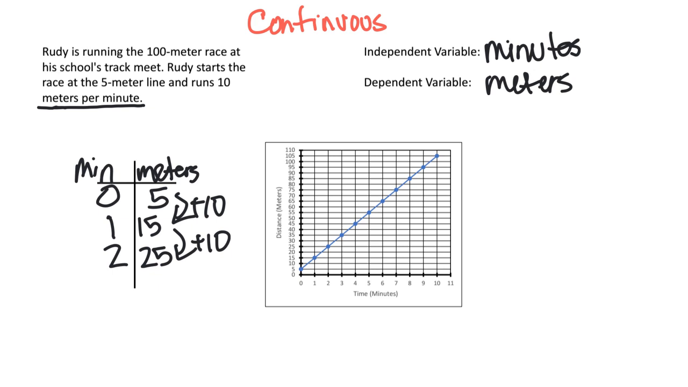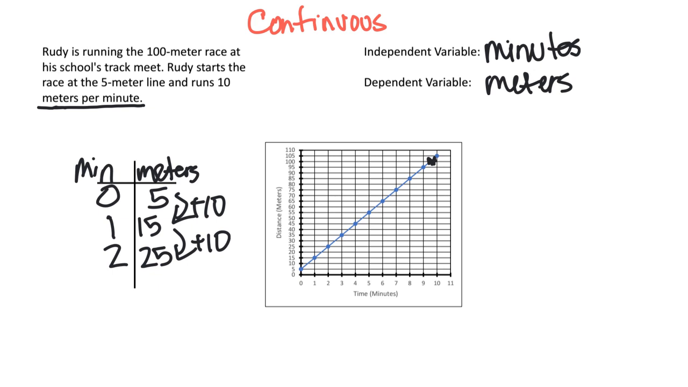So now let's look at the graph of Rudy's race. If we look at our graph, we can see that at 0 minutes, he does start at the 5-meter mark. And every minute, the graph is also adding 10 meters. Now, since Rudy runs a 100-meter race and the graph continues on, we know that he actually stops at 100 meters. So let's go ahead and put that stopping point on our graph. We know it's somewhere between 9 and 10 minutes. So we know it's going to be at around 100 meters, at around 9.5 minutes.